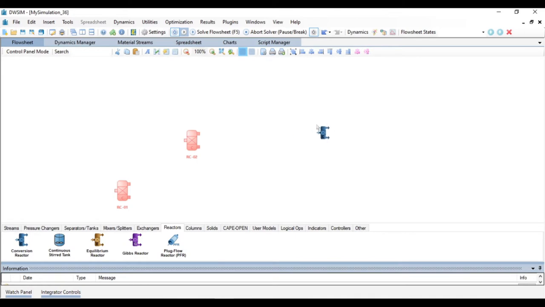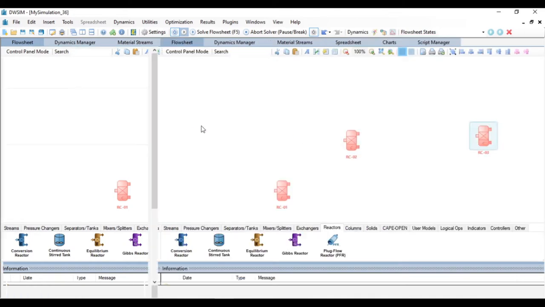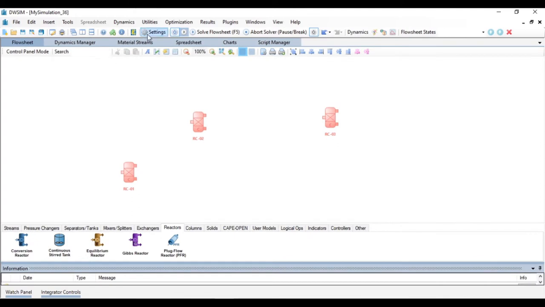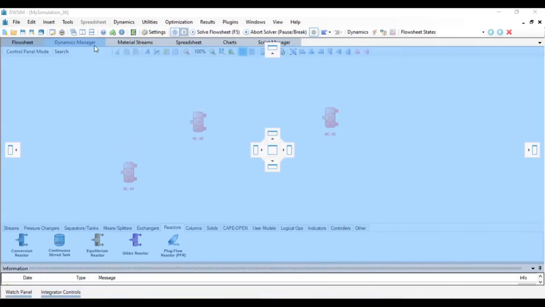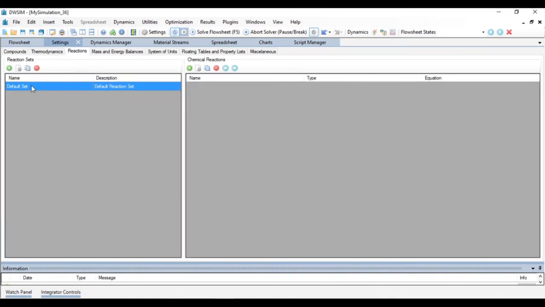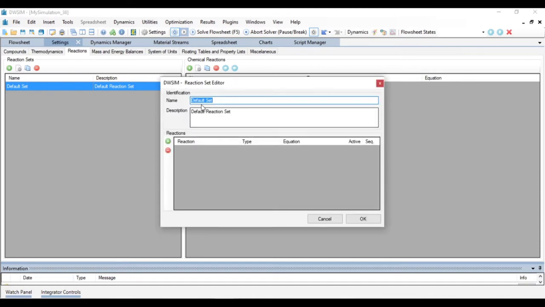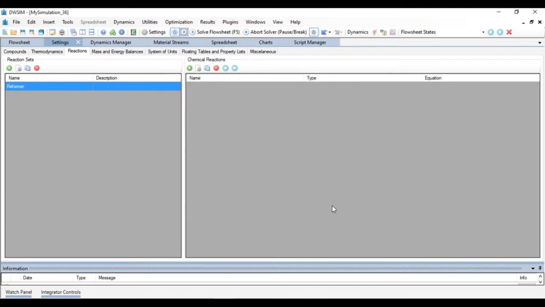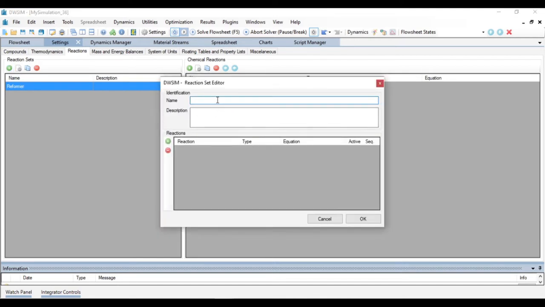This is the reformer, the CO converter, and the methanol reactor. Okay, sorry for that. In the settings, we click the settings and we'll drag this here. And under the reactions, in the reaction set, we will rename this default set to reformer, clear the description, and add another two reaction sets. First is the CO converter. Okay, click OK. Next reaction set is the methanol reactor.